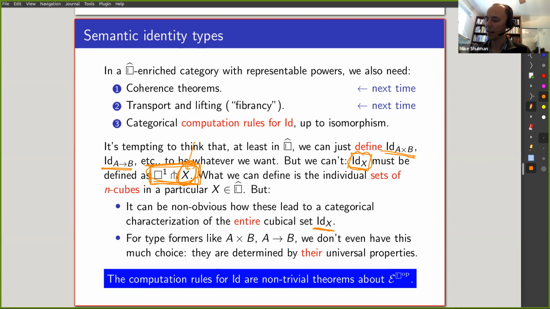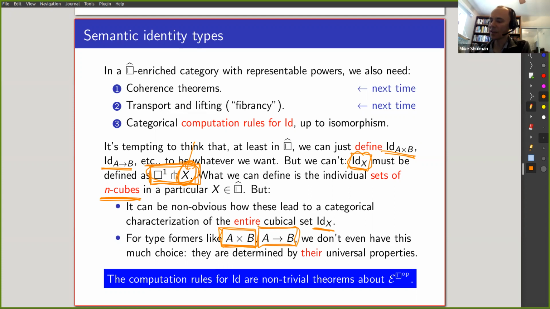Furthermore, for particular examples like A cross B or A arrows B, where we want to compute the identity types, we don't actually get to choose all of the sets of n cubes separately, because we have a categorical construction of these things. This has to be a product in the category. This has to be an exponential in the category. The pi types have to be this right adjoint to pullback in the category. So we don't really get any choice at all. They're determined by their universal properties.